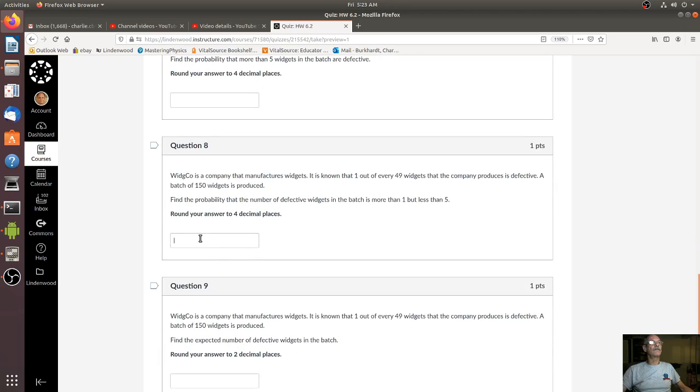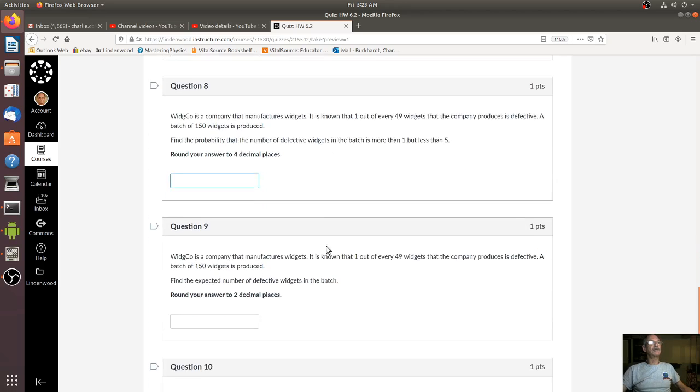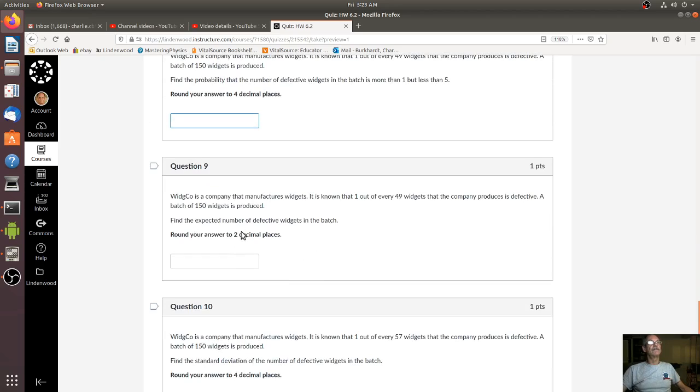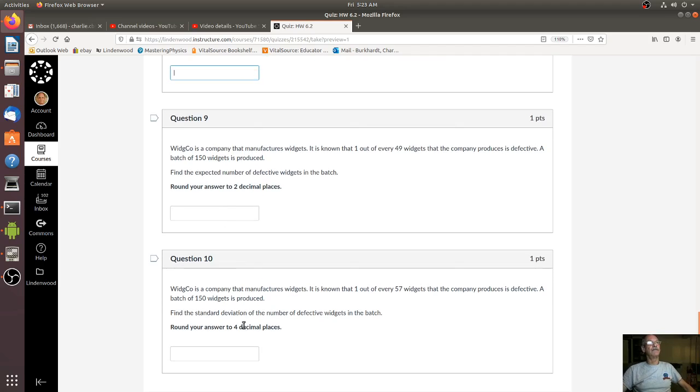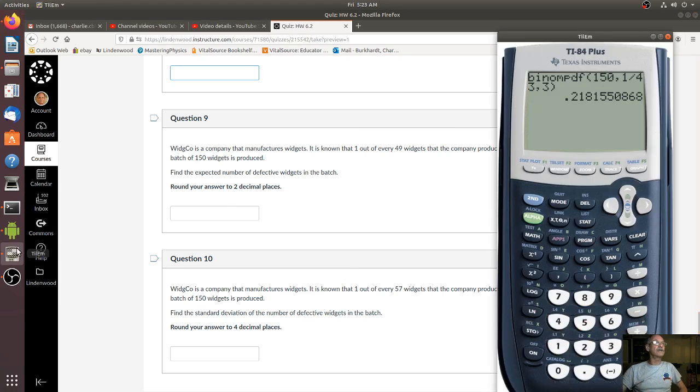All right. Question 9. Find the expected number of defective widgets in a branch. There's a simple formula for that. So I'm going to do question 9 and 10 because they don't use the calculator binomial CDF or PDF. They use some simple formulas that we had. So let's see how you use those.